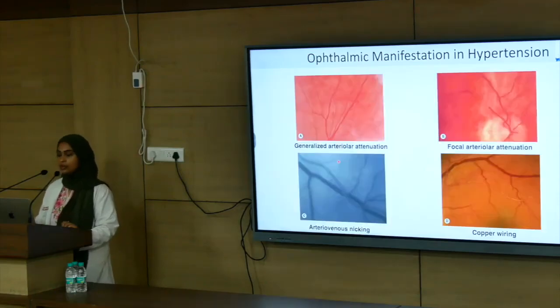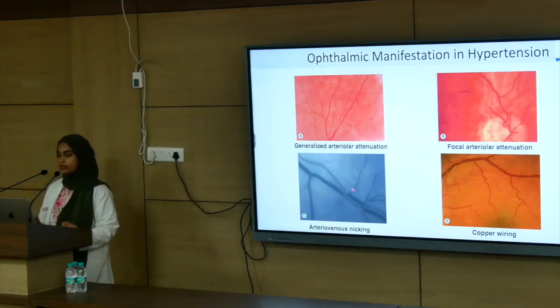Now let's discuss all of these retinopathic changes in a bit of detail. Arteriolar attenuation can be of two types, either generalized, as we can see in this image, or it can be focal or localized. Arteriolar attenuation in the first place happens because of a reduced caliber of the arteries.